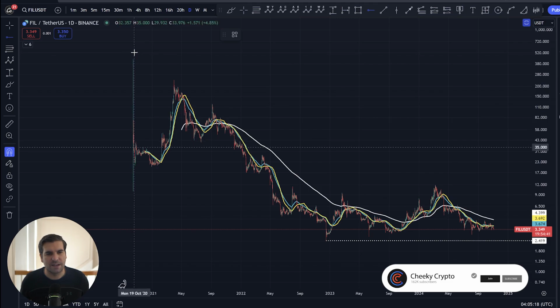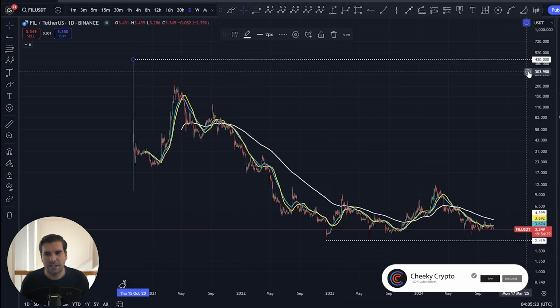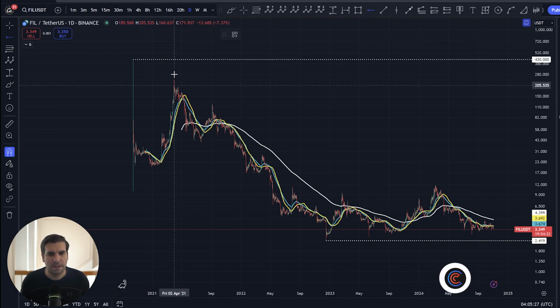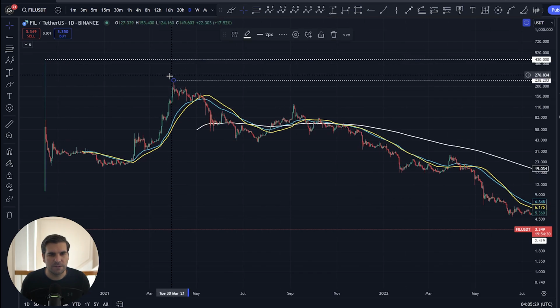I will go ahead and snap in a line here. It was $430. It's unrealistic. It's not one to really focus on, but this little high of 2021 is the one that I think we need to focus on, which was $238.